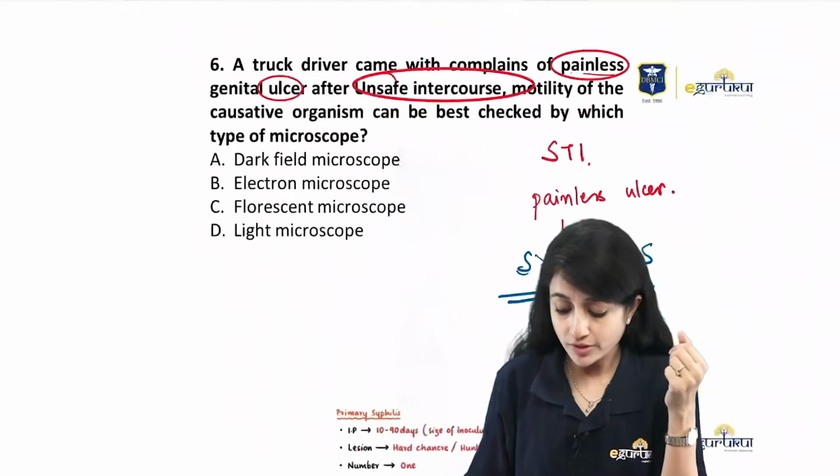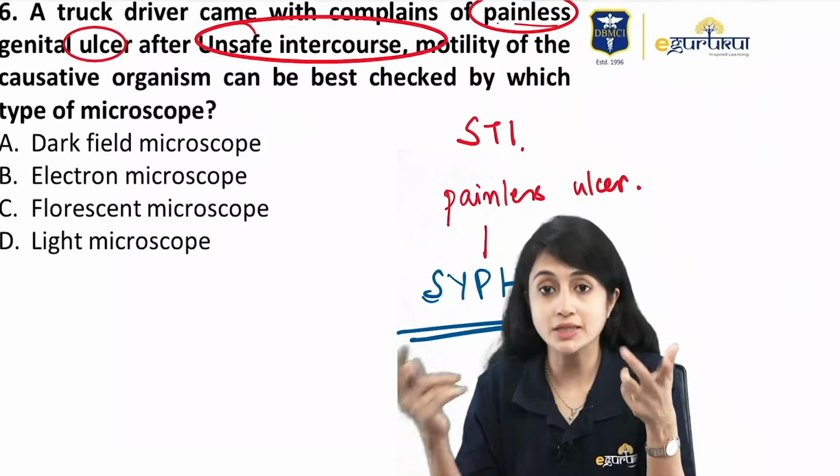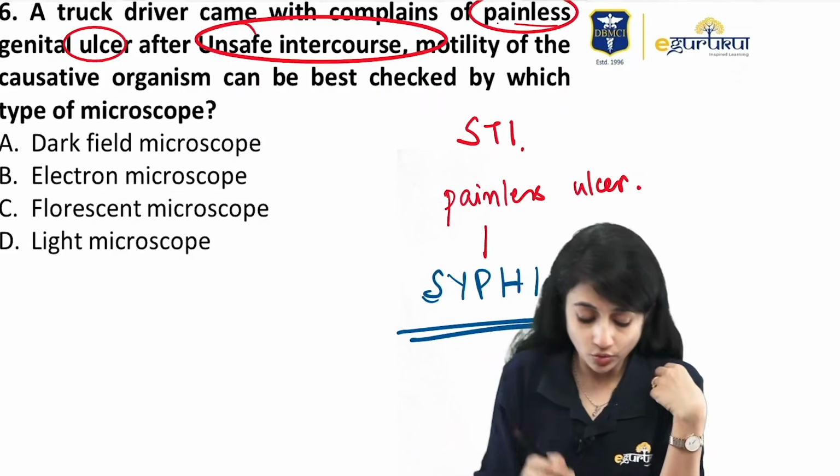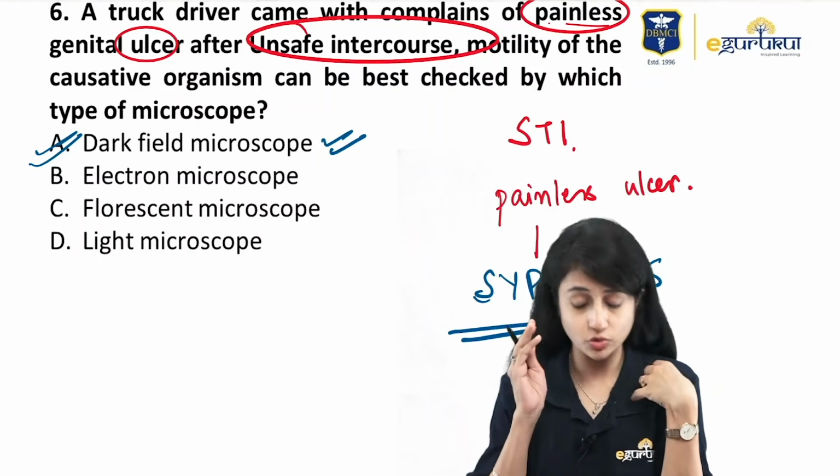Now we all know syphilis is caused by Treponema pallidum, which is an organism which cannot be stained. So what do we do for that? We do a dark ground microscopy. So here the answer would be dark ground microscopy.